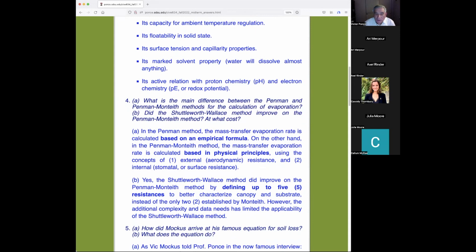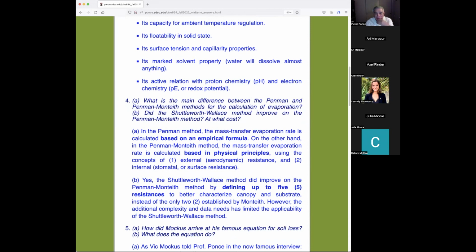Now let's move on to number 4. What is the main difference between the Penman and Penman-Monteith methods for the calculation of evaporation? B, did the Shuttleworth-Wallace method improve on the Penman-Monteith method? At what cost? I put in there, at what cost. I thought that was kind of a tricky question. I guess it was tricky because only one person in the class answered correctly. Okay, let me get in there.